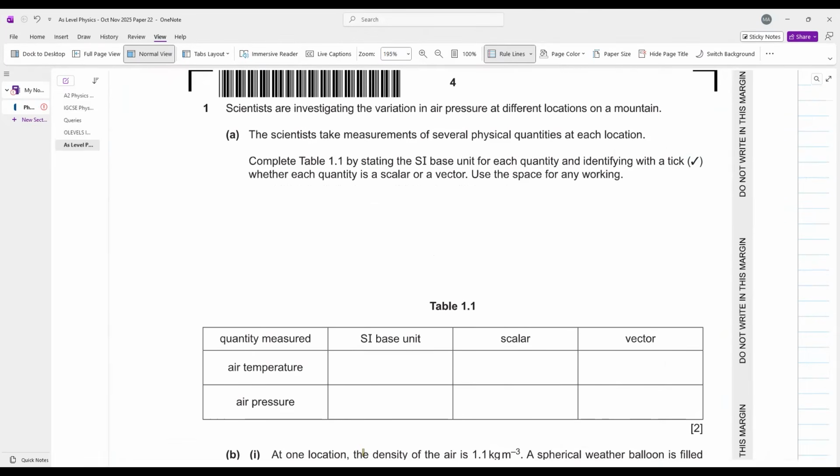Scientists are investigating the variation in air pressure at different locations on a mountain. The scientists take measurements of several physical quantities at each location. Complete table 1.1 by stating the SI base units for each quantity and identifying with a tick whether each quantity is a scalar or a vector quantity. Use the space below for any working.